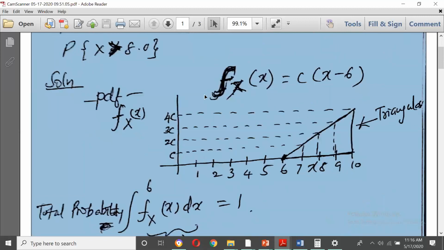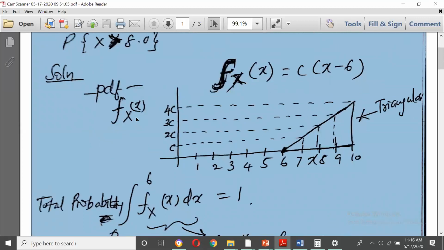So I am trying to plot the PDF over here, small f_X(x), right? So what does it say? It is c into x minus 6. When x is equal to 6, the value of this will become 0. Okay, this f_X(x) cannot have negative values. It's not possible to have probability which is negative. So we don't bother about 0 to 6.